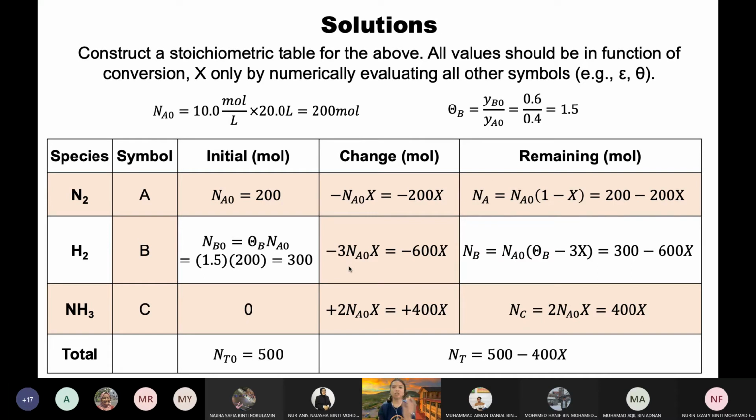From the question, the only initial amount given was the mole fraction. We know the initial mole fraction of hydrogen gas was 60%, and the initial mole percent of nitrogen gas was 40%. So YB0 is 0.6. Don't get confused here. Sometimes in the question I give you YB0 and ask you to find YA0, sometimes I give you YA0 and you have to find YB0. So you must really understand the question. What information is given? Is it B or is it A? When you calculate correctly, 0.6 divided by 0.4, you get theta B as 1.5.